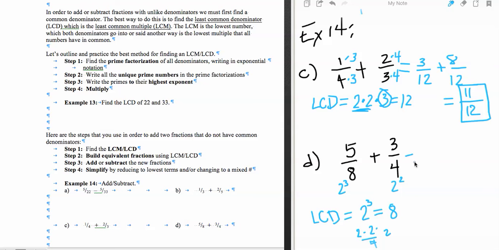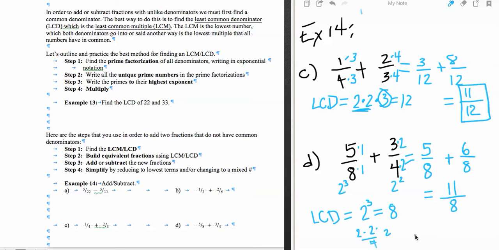So now that we know what the LCD is, then we're going to go ahead and build the higher terms, just like we have been in the previous examples. So 8 times what gives me 8? Well, this is just 1. In other words, we aren't doing anything to this one. We're just rewriting that fraction because it already has the denominator. And then 4 times what is equal to 8? Well, 4 times 2 is equal to 8. So 3 times 2 is what our numerator looks like, and 3 times 2, which is equal to 6. And then we add our numerators, and we carry along the common denominator.